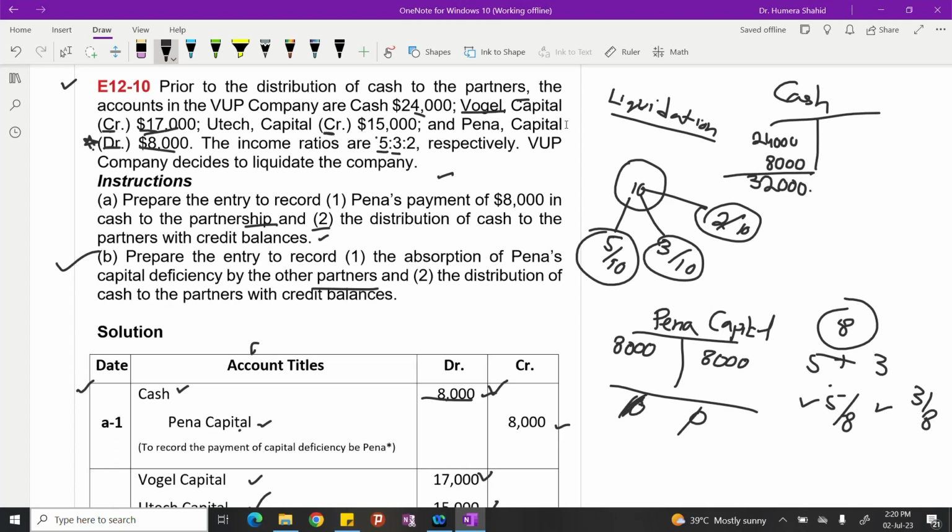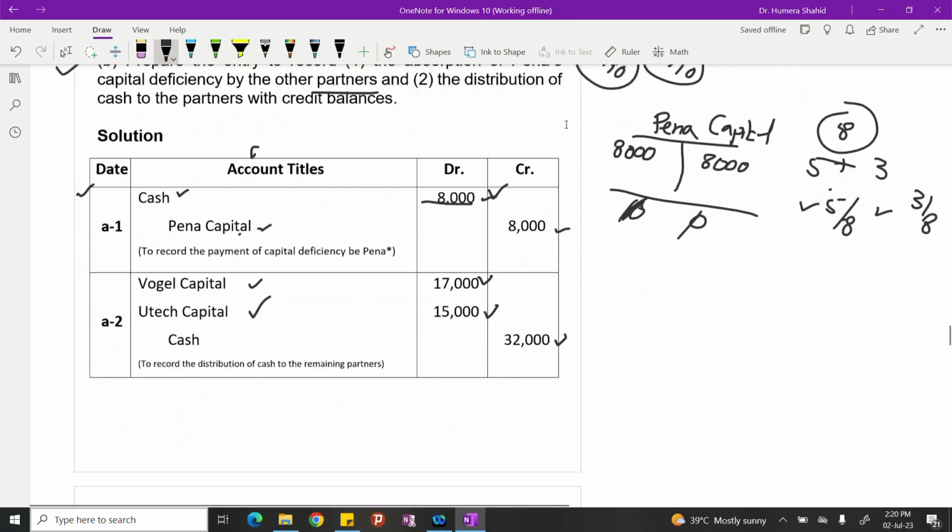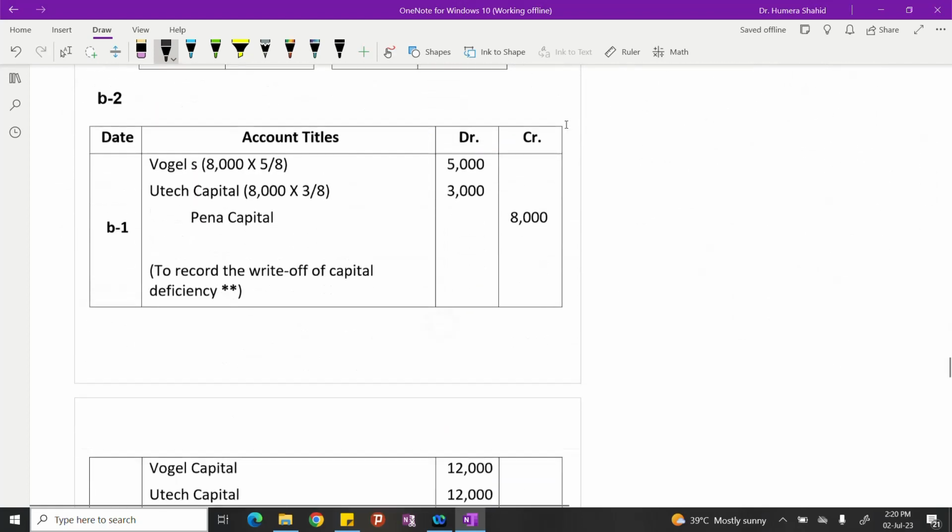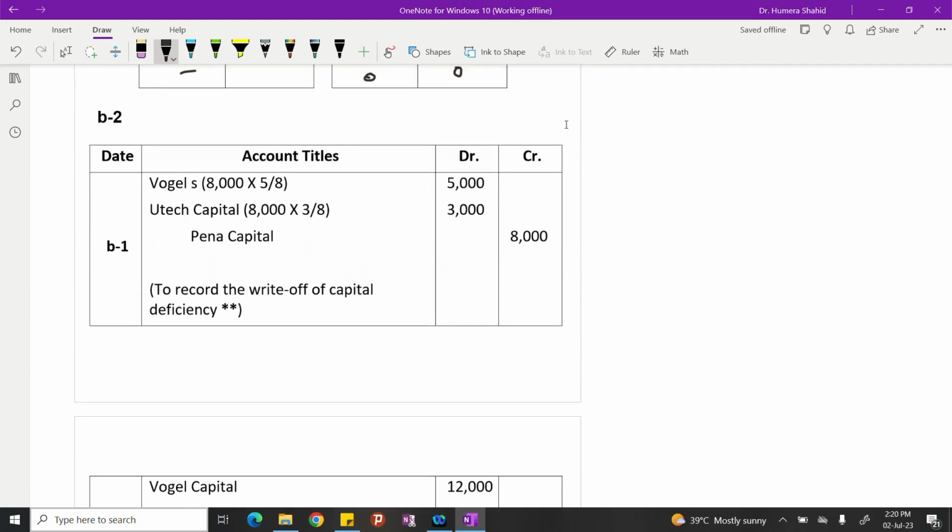So let's do this. 8,000 is the loss, and bring it over here. 8,000 was the loss. Vogel is sharing 5 by 8, UTech is sharing 3 by 8. So 5,000 loss is shared by Vogel, 3,000 loss is shared by UTech. And in this way, Pina Capital gets credit because they both have given the money to the business.